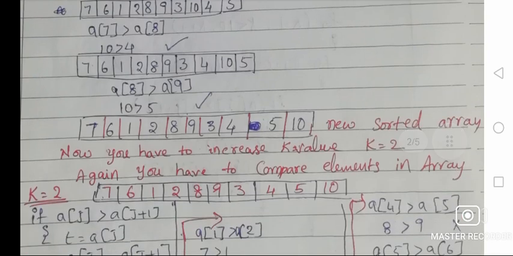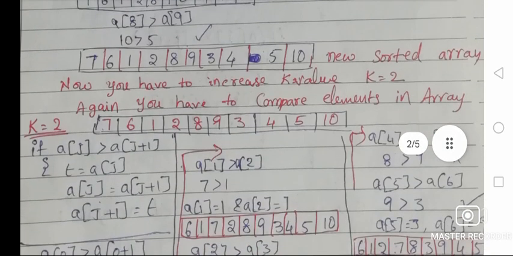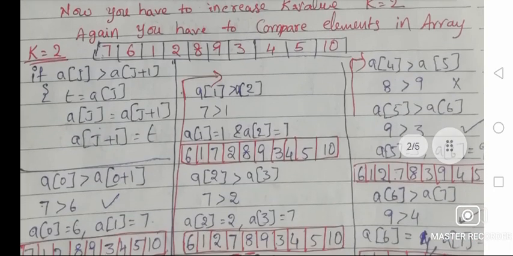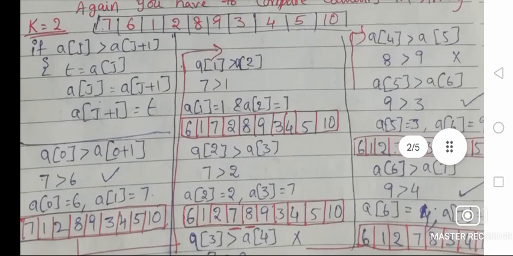Again you have to compare the elements in the array. Okay, logic is there in left position. So first position se humne check karna hai. 7 greater than 6, so this condition will be true and it will exchange the values. Your sorted array you can find here left side bottom. So next you have to check the condition F1 greater than F2, 7 greater than 1. This condition will be true and it will exchange the values.